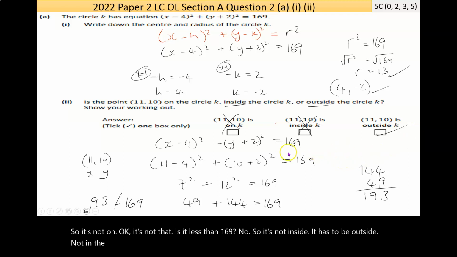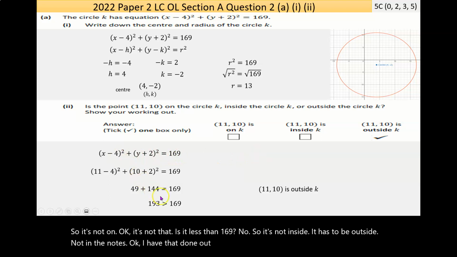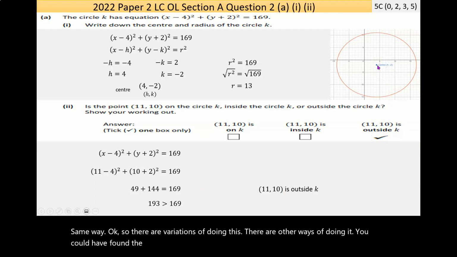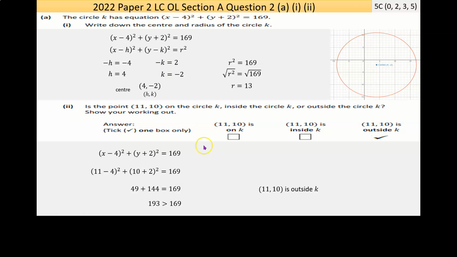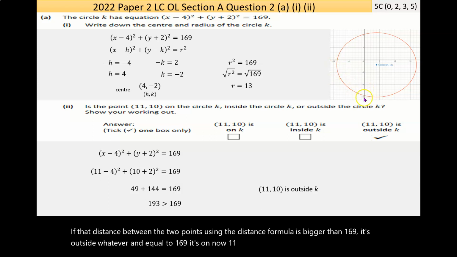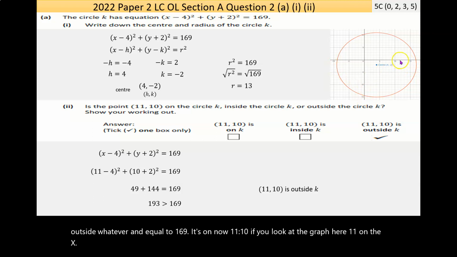Now in the notes, I have that done out the same way. There are variations of doing this. There are other ways of doing it. You could have found the distance from the center to the outside, if that's possible. I could have gotten the distance from the center (4, minus 2) to the point (11, 10). If that distance between the two points, using the distance formula, is bigger than the radius, it's outside, and if it's equal to the radius, it's on. Now (11, 10), if I look at the graph here, 11 on the x, probably here.